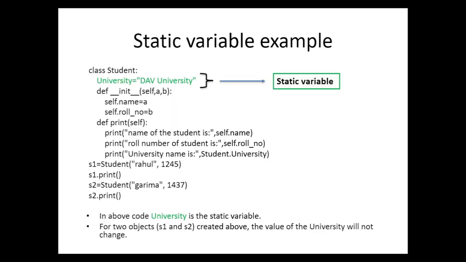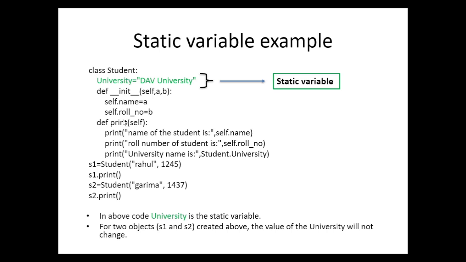Now the static variable. The static variables are basically declared outside the instance method but within the class. So this is the class and this is the static variable. It is outside of this instance method. So it should be outside the method but it should be within the class.